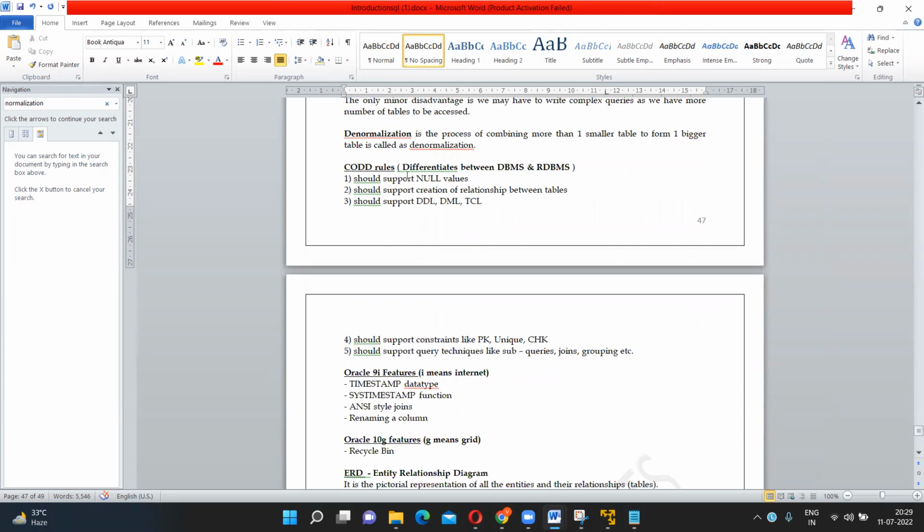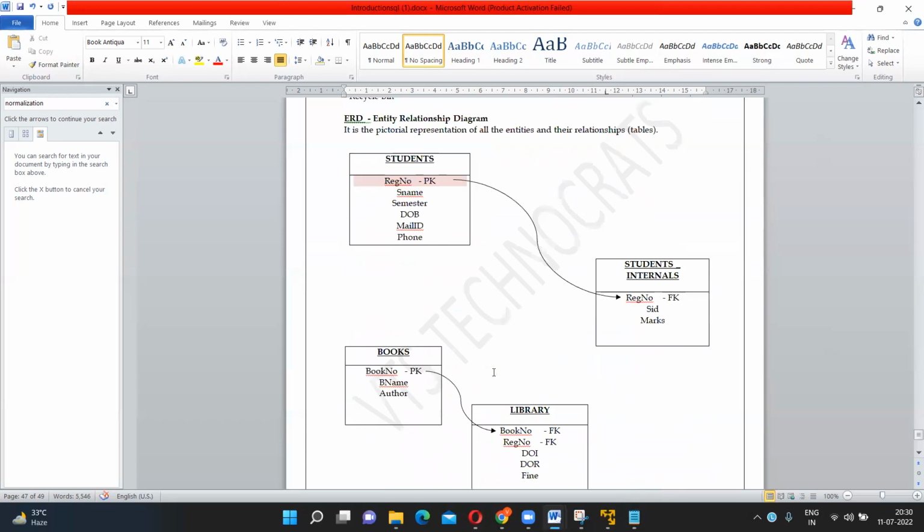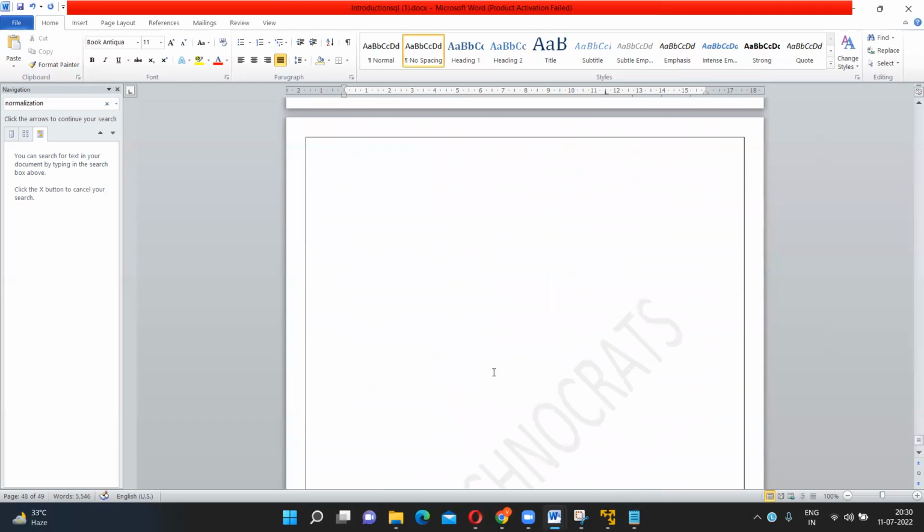What is Codd's rule? Sometimes they ask, for a DBMS to qualify as an RDBMS, it should follow Codd's rule. What is Codd's rule, guys? It should support null values, should support creation of relationships between tables, should support DDL, DML, TCL, should support constraints like primary key, unique, check, should support query techniques like subquery, join, grouping, etc. This is Codd's rule. This is again a theoretical thing, guys.